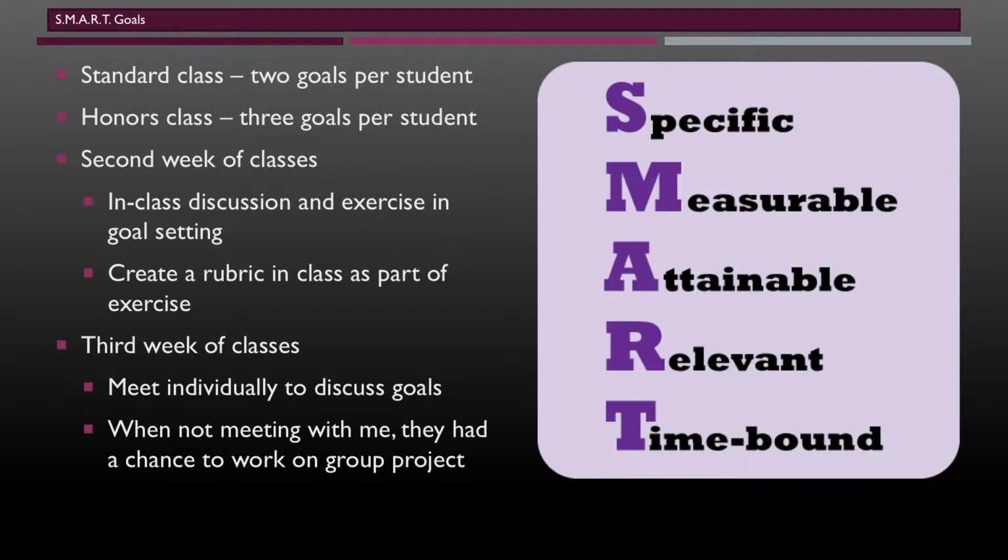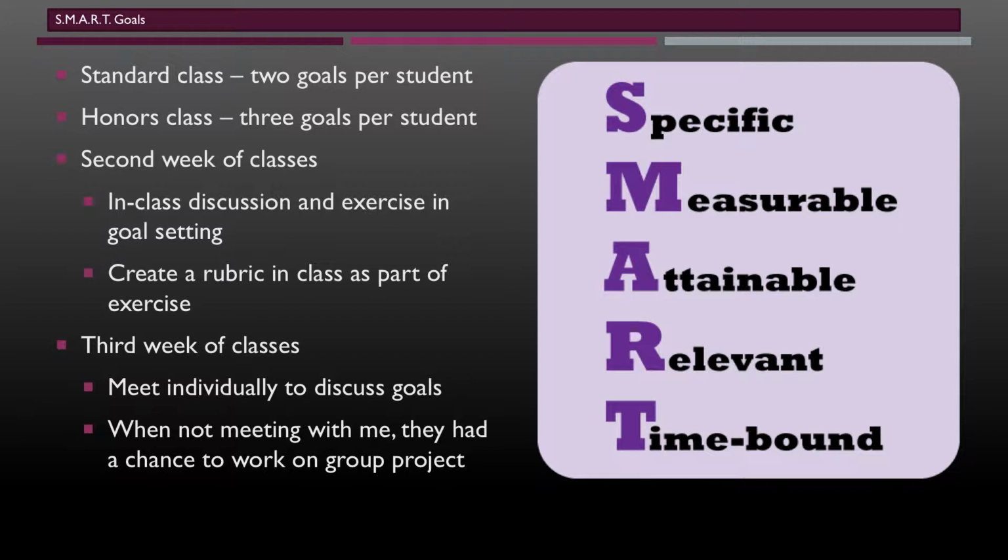We began the second week of the semester talking about this. I asked the standard classes to create 2 SMART goals, the honors section to create 3 SMART goals, and then the second week of class, developed a rubric together, all of us, on what was an appropriate SMART goal. How do we know that it's specific or measurable or attainable and whatnot? And how do we know what a good one is from a bad one?